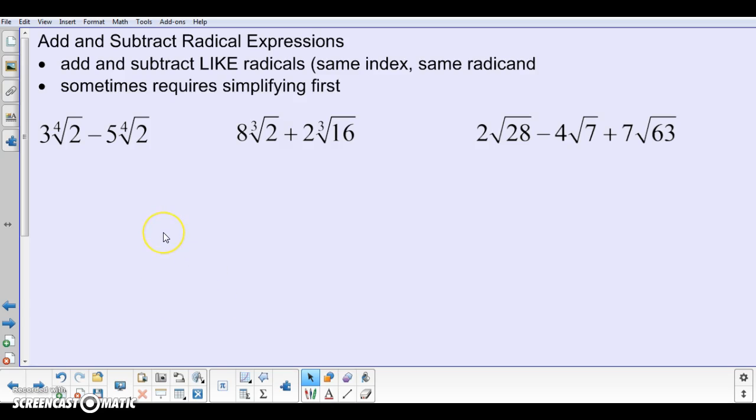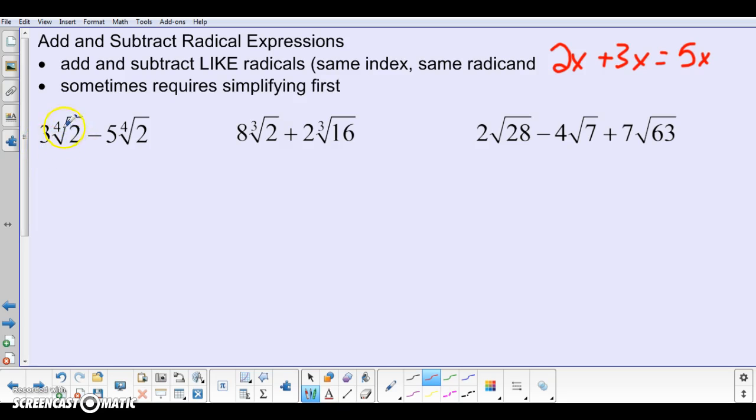Alright, in this video we're going to add and subtract radical expressions. To do this, we add and subtract like radicals, similar to adding and subtracting like terms. For example, like terms would be something like 2x plus 3x. Well, if I had 2x plus 3x, that would be the same as having 5x. When I add like terms, terms that are the same variable part, I add their coefficients together and keep the same variable part. Same idea applies with radical expressions.